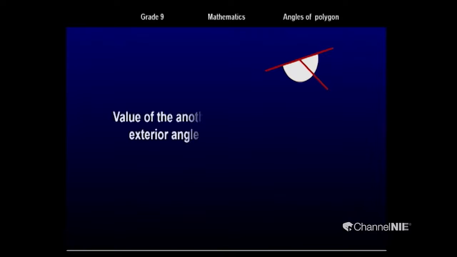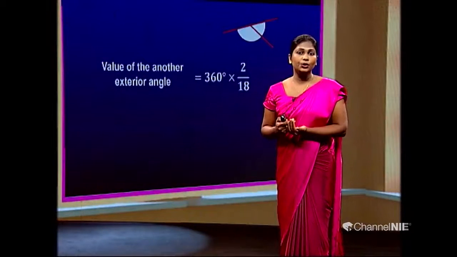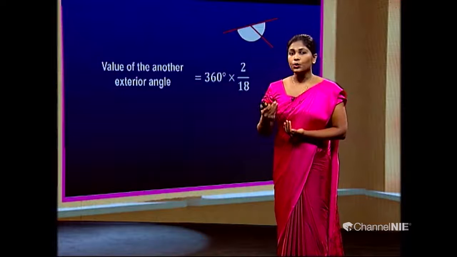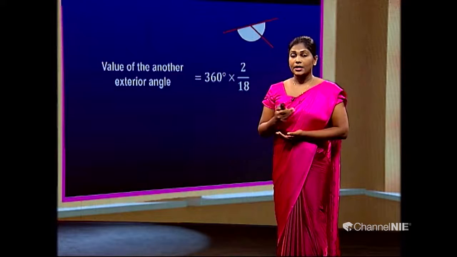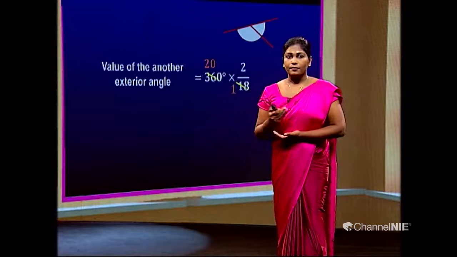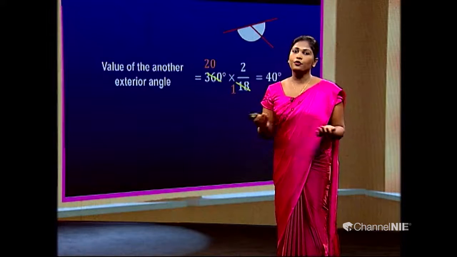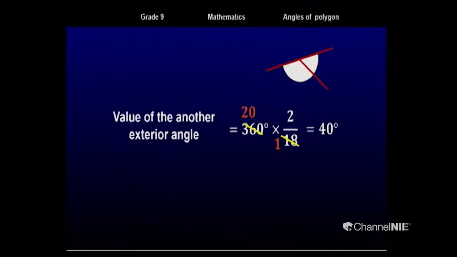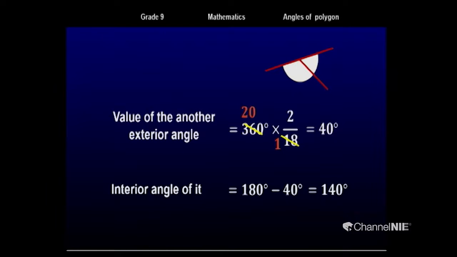So what about the other exterior angle? Value of the other exterior angle, 360 into 2 over 18. Then you can simplify. The value is equal to 40 degrees. What is the value of the interior angle of this exterior angle? 180 minus 40 degrees, 140 degrees.